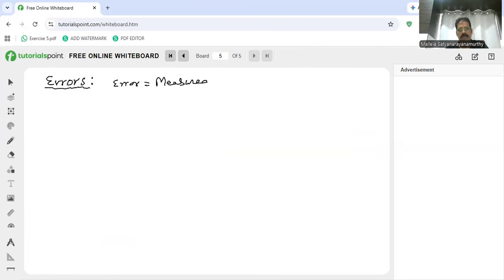Measured value, the difference of measured value and true value, that is called error. So if error is positive, correction is minus error. In screw gauge and vernier calipers, correction is equal to minus error. Very, very important: if you saw the error now, you have to make it correction.